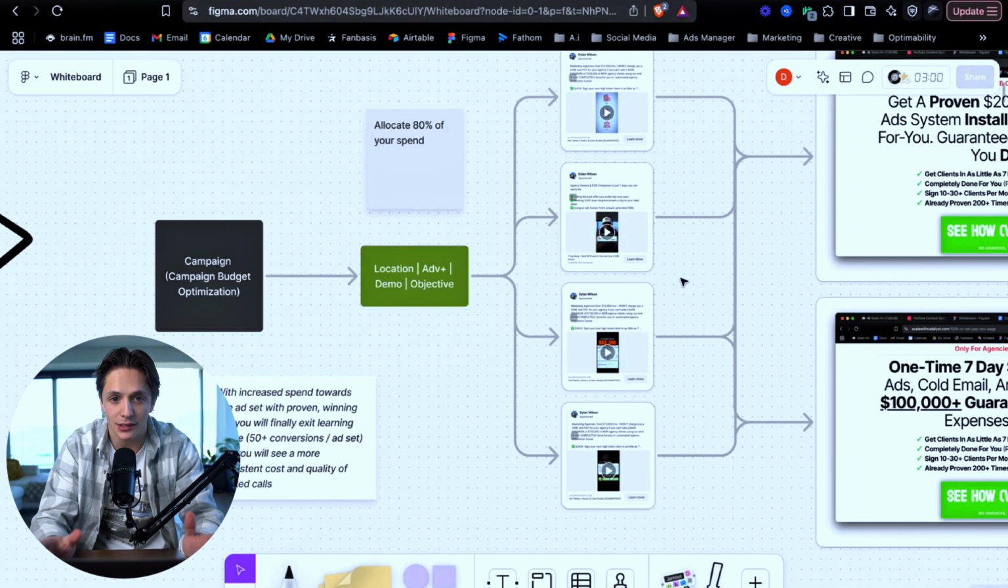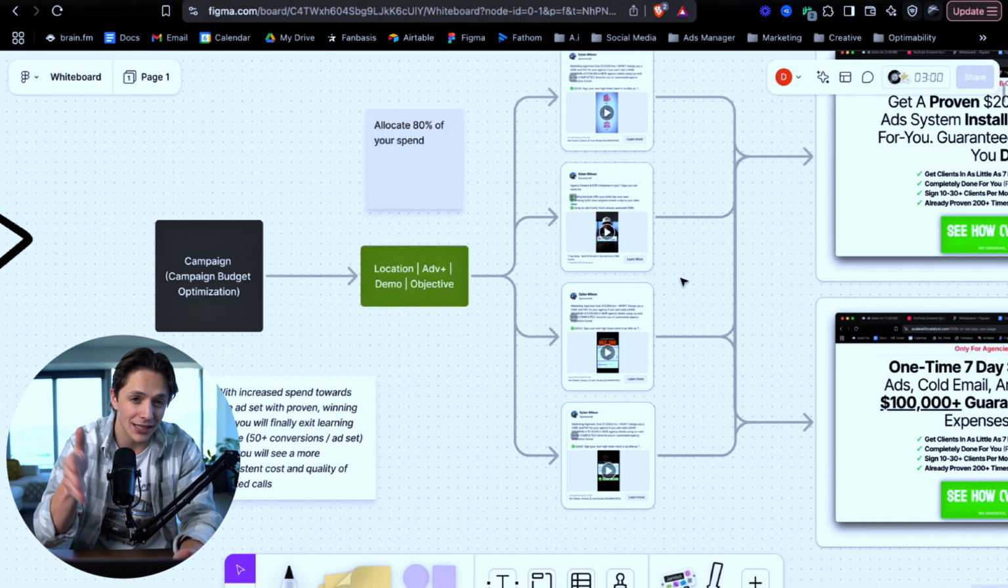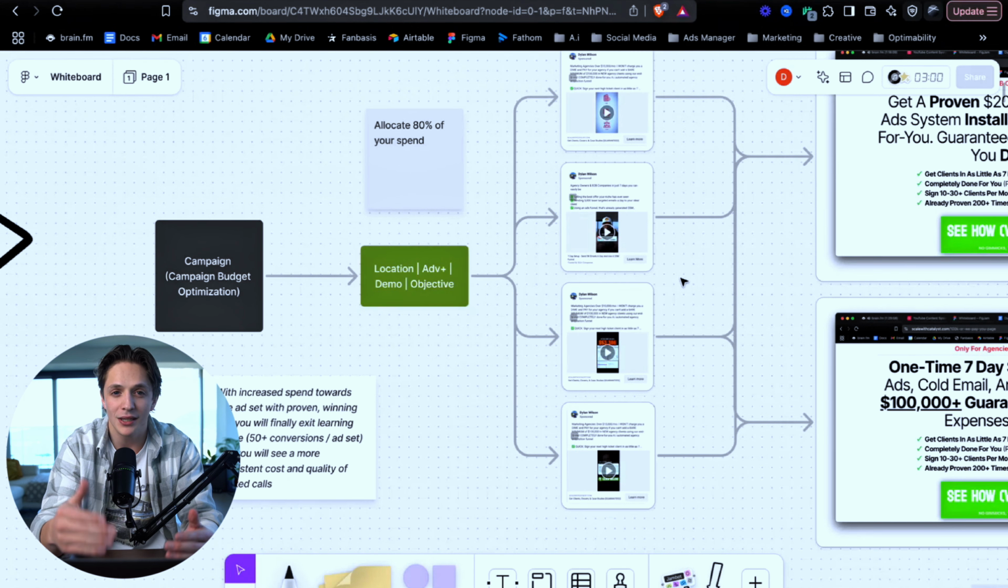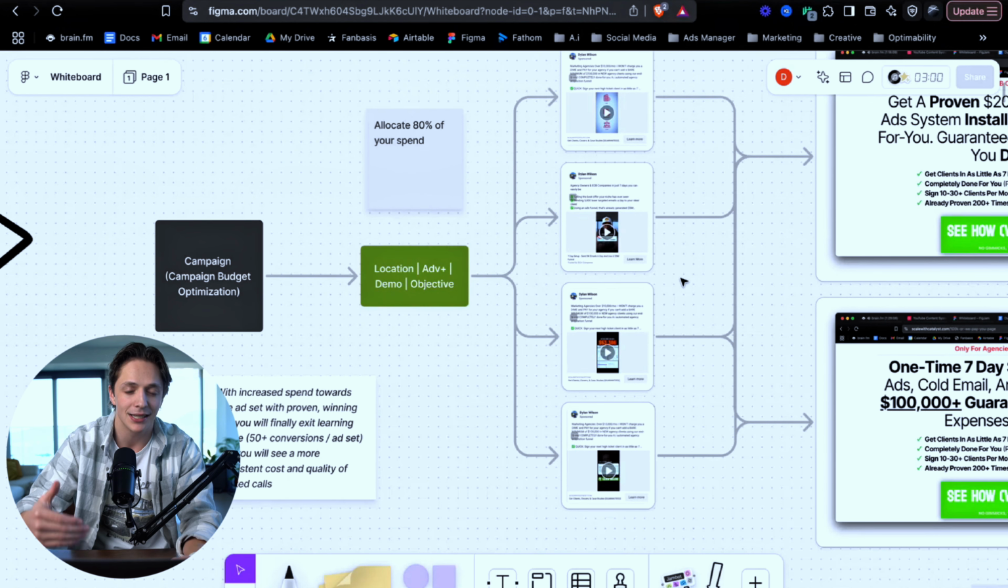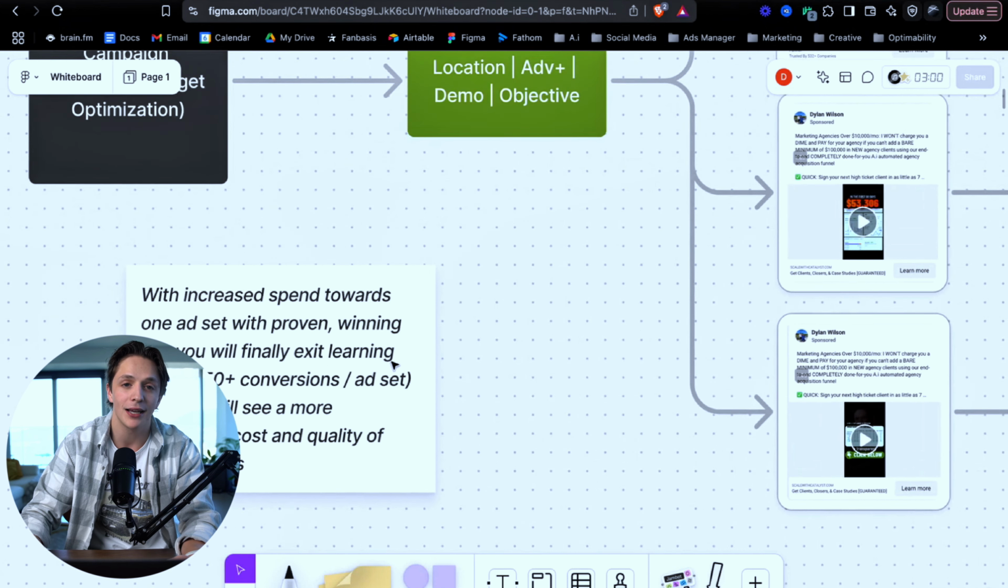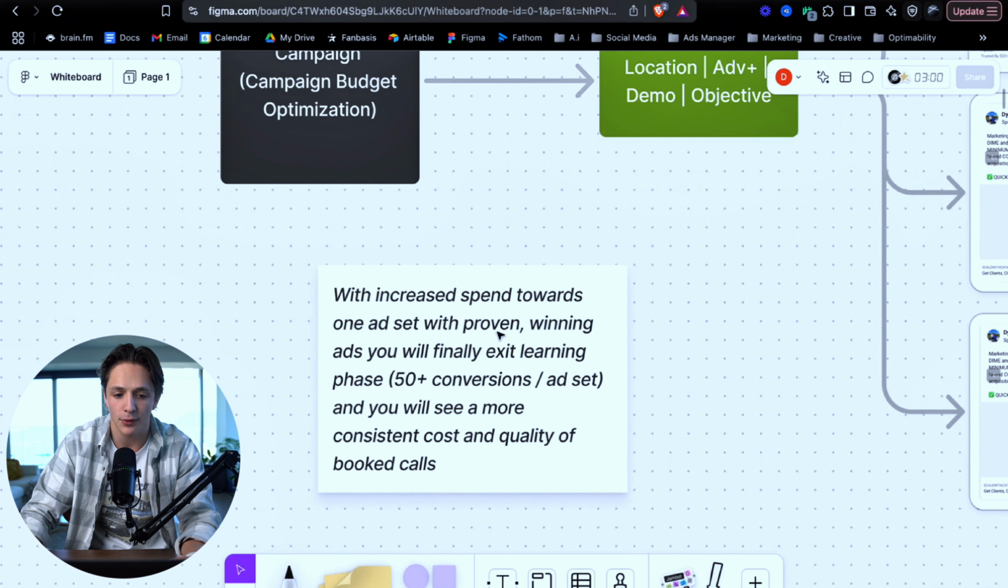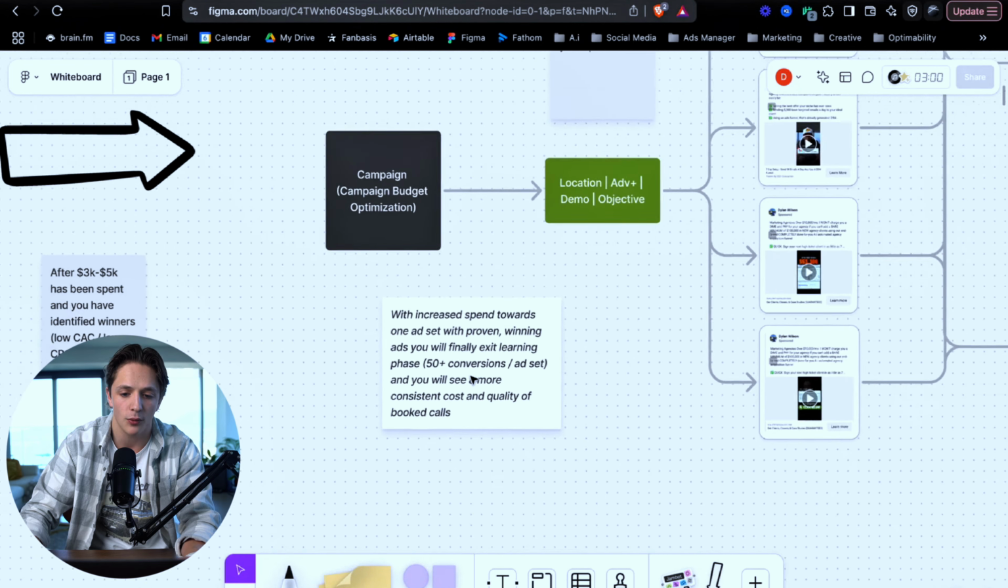Because now you already know that you have winning ads. Like, you know that these ads will convert. So now the next thing to do is to allocate a ton of spend towards a single ad set with a single pixel to get that ad set out of the learning phase. So what Facebook can do is take your winning ads that you already know are winning and begin showing them to the right people over and over again and continue to optimize, which is when you're going to get those consistent, stable results that we all dream of when we are marketing for our own business. Now, with increased spend towards 1 ad set with proven winning ads, you'll finally be able to exit the learning phase, which is when you get those 50 conversions per ad set, and that will result in a more consistent cost and quality of book calls.